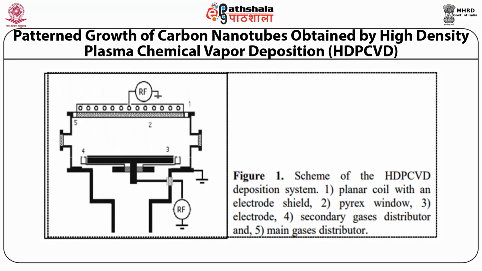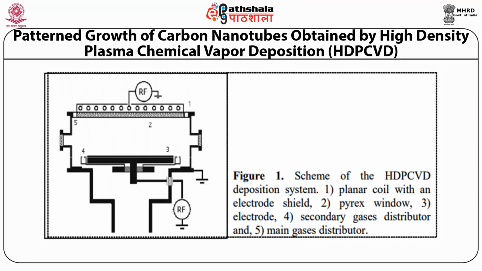I want to discuss the pattern growth of carbon nanotubes obtained by high density plasma chemical vapor deposition, which is HDP-CVD. The carbon nanotubes were obtained by a high density plasma chemical vapor deposition system that uses a new concept of plasma generation. In this case, a planar coil coupled to an RF system is used for plasma generation, and an electrostatic shield is used for plasma densification. In this mode, high density plasma is obtained.